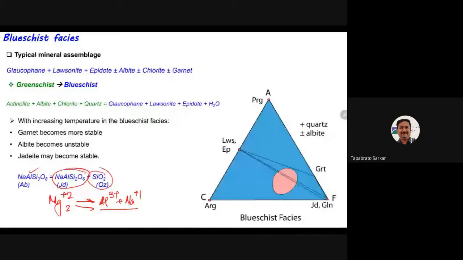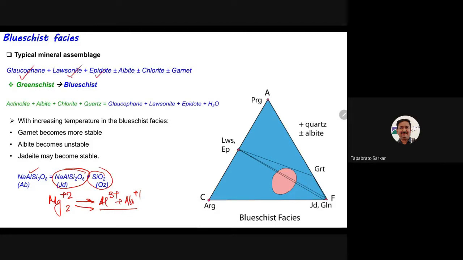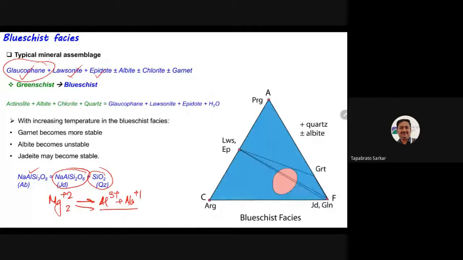So this happens only at very high pressure, and we can only see this in the blue schist facies condition. Okay, so these are the characteristics. Very important to remember why it is called blue schist. The characteristic minerals are glaucophane, lawsonite, epidote. The blue color is imparted by glaucophane. Why does the blue color come? Presence of sodium in the octahedral site.